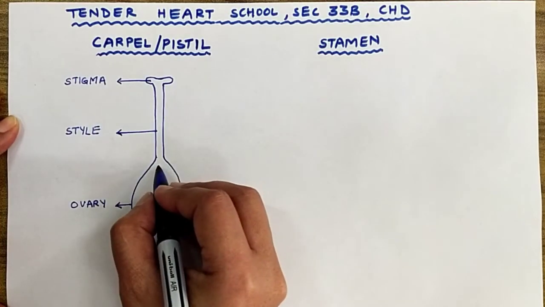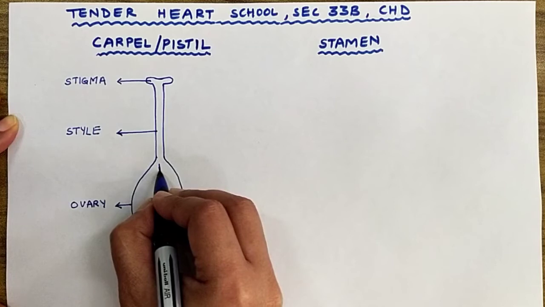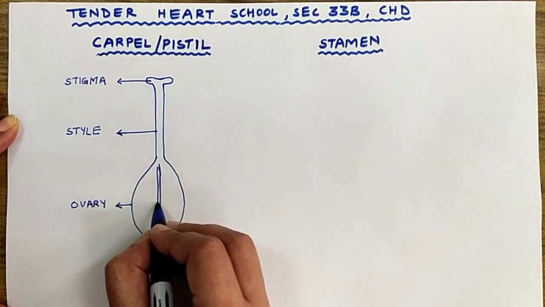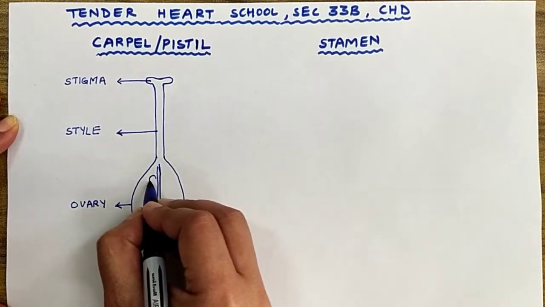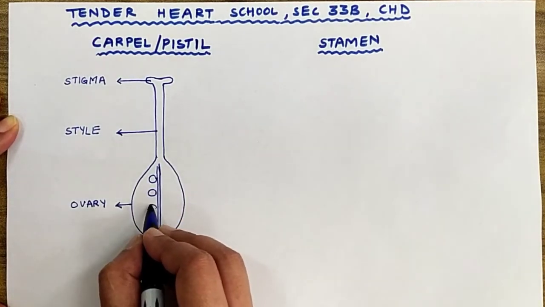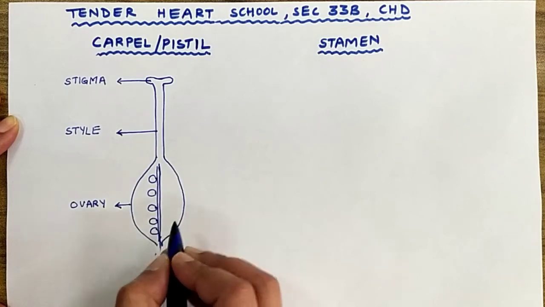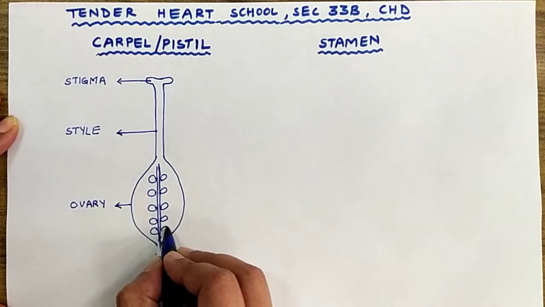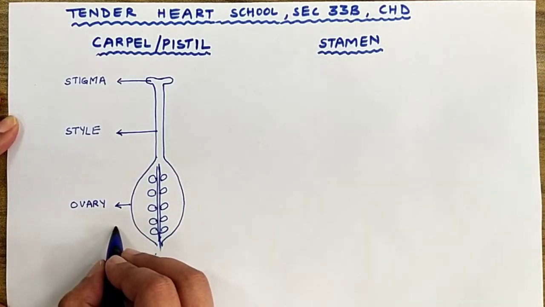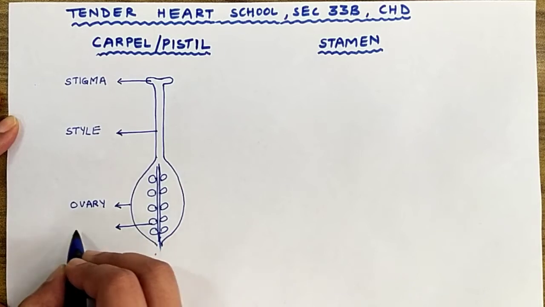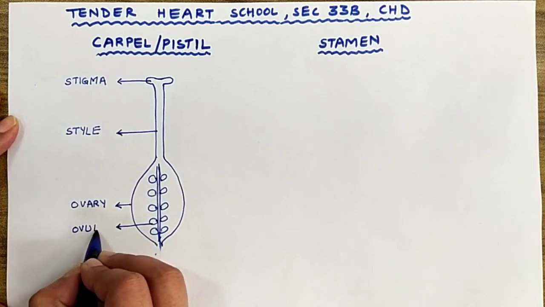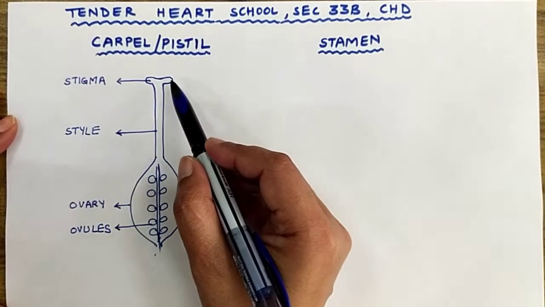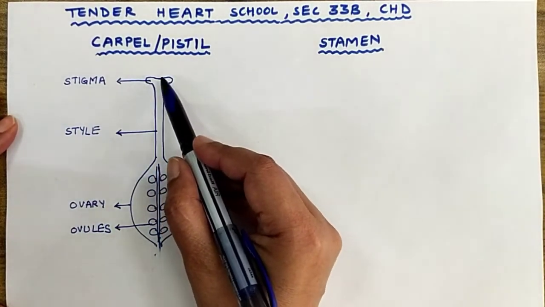Inside the ovary we have the female gametes, female reproductive cells, which are called the ovules. So these are the ovules, female reproductive cells, which are present inside the ovary.